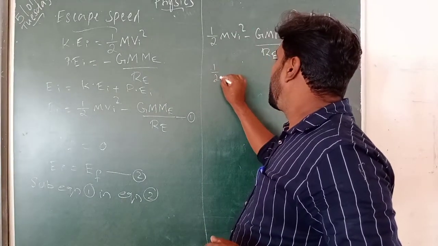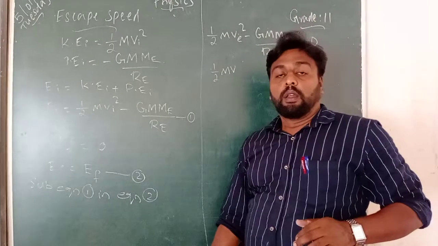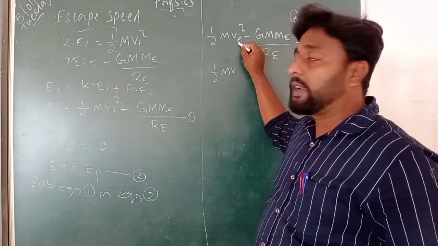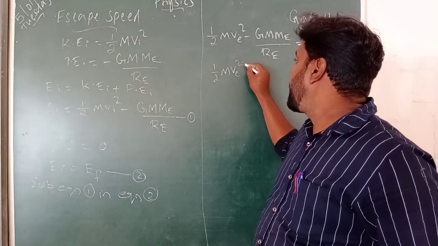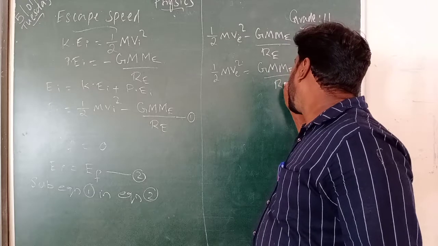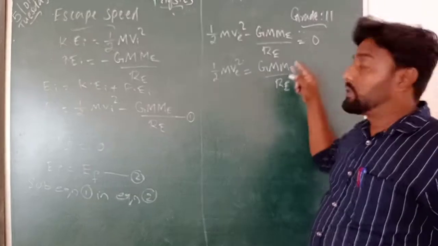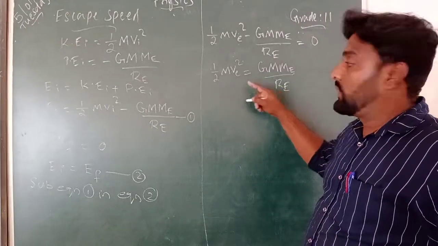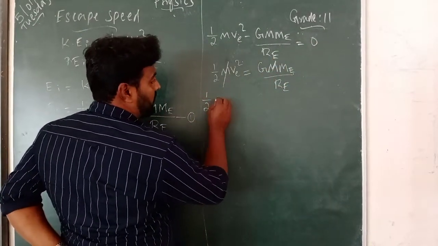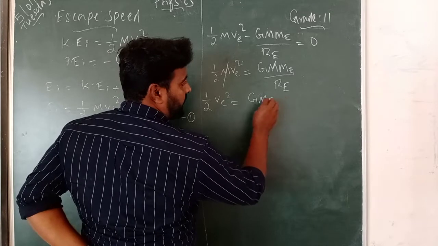Now in half mv, here you can change this i as e. Now we are considering this speed as escape speed. So v square is equal to GMme by r. Just take this minus this after the equal symbol, so it becomes plus. Now this m cancels. Half v square is equal to GME by RE.